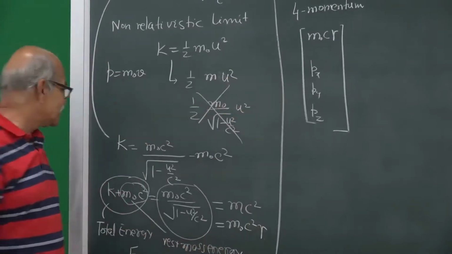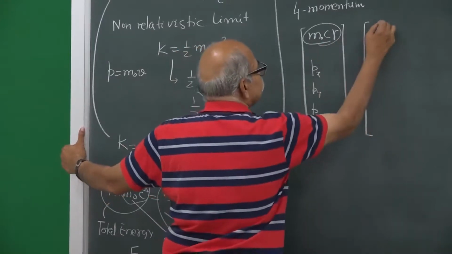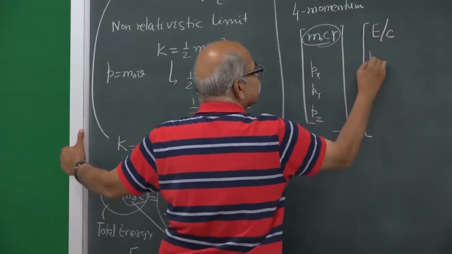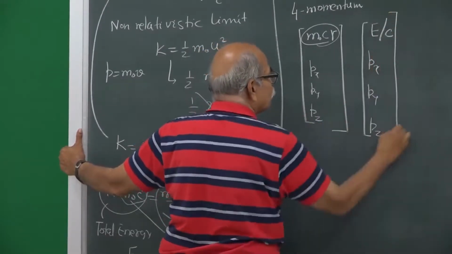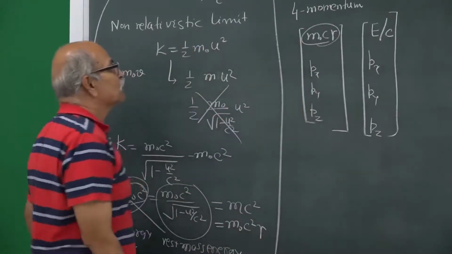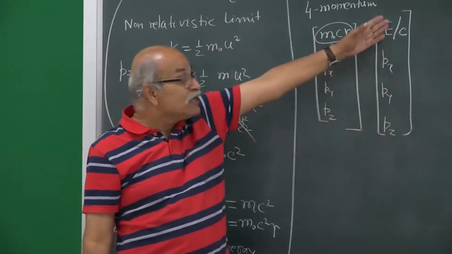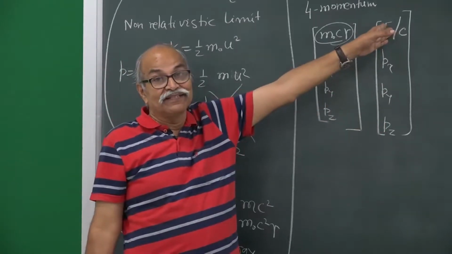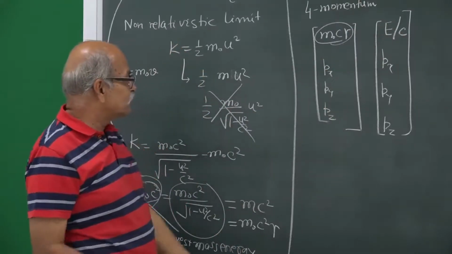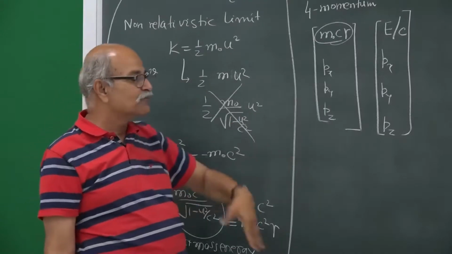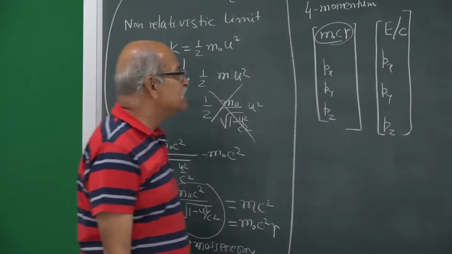So, it is nothing but capital E by c. This is nothing but total energy by c, px, py, pz. That is your 4 momentum, or momentum 4 vector. So, these 3 components give you momentum and the 0th component gives you total energy, capital E by c, here. So, that is the expression. This is a 4 vector, it transforms like ct, x, y, z, the same Lorentz transformation, if you are changing frame.